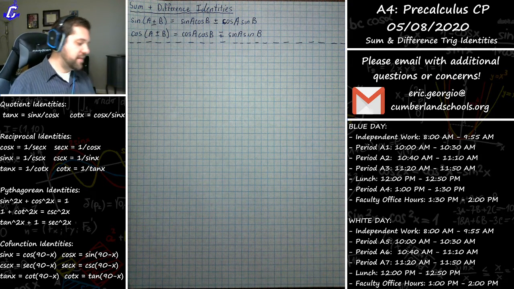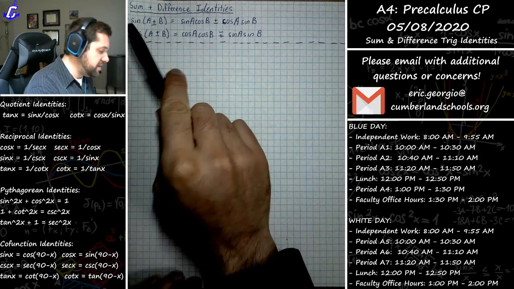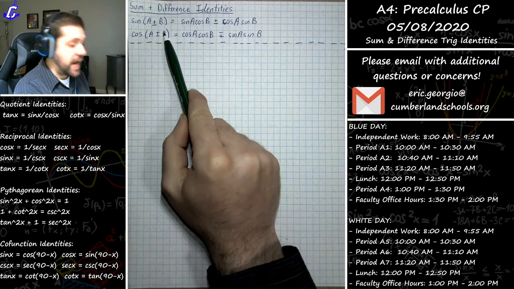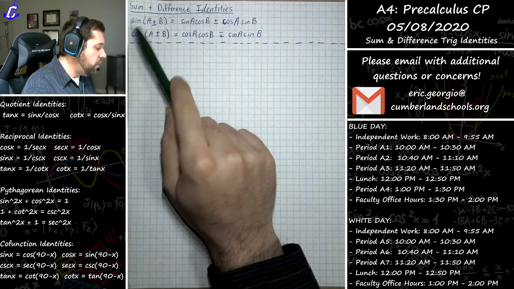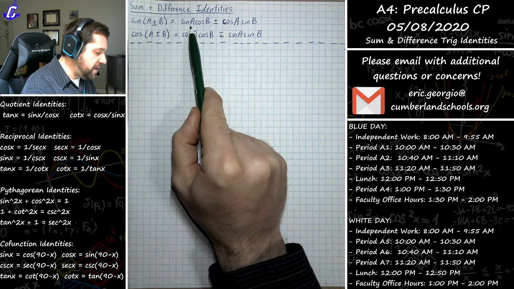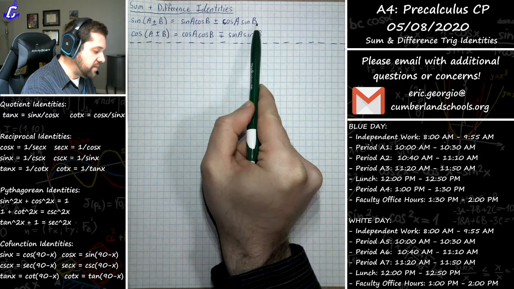What we did last class is we started talking about the sum and difference identities. If you're taking the sine of two things added together, or the cosine of two things added or subtracted together, how does it actually expand and how does it work? Well, the sine of a plus or minus b is equal to the sine of a times the cosine of b plus or minus the cosine of a times the sine of b.